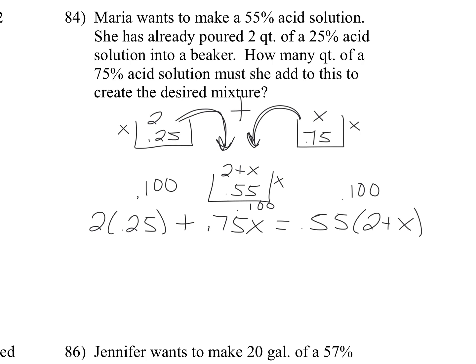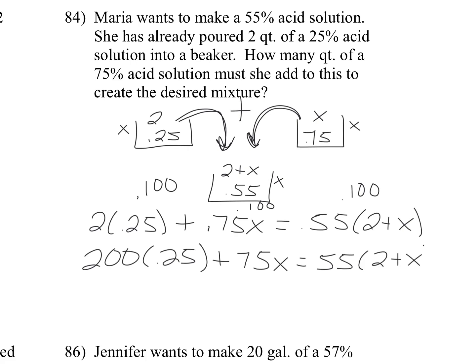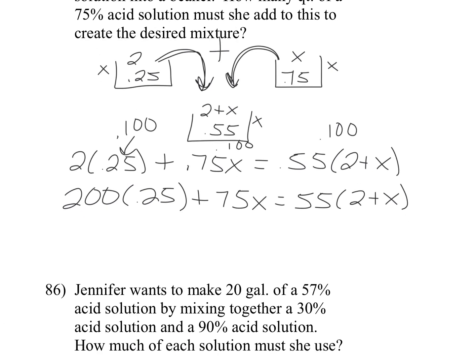What are we going to get for the first one? 25. Yep, we're going to get 200 times 0.25 plus 75x equals 55 times 2 plus x. Are you confused because of this? If you multiplied the 100 by the 25, you'll get the same thing. Doesn't matter which one you do. That's fine. Now, keep simplifying.